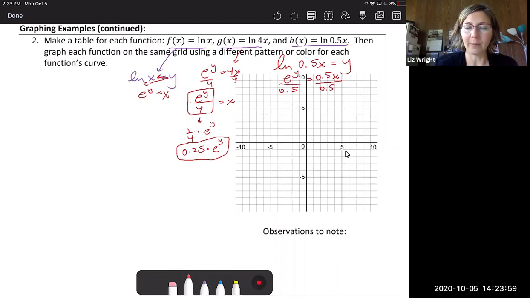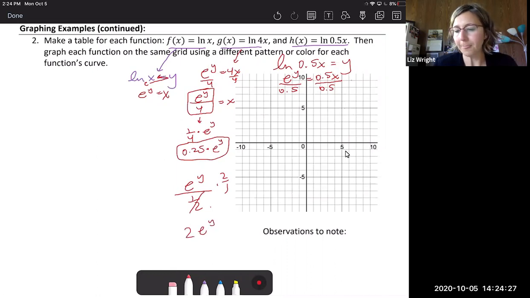And so again, keep in mind what we're doing here. If you actually have e to the y over 1/2, you take what's in the numerator and keep, change, flip. When you divide by a fraction, you end up multiplying by the reciprocal of that second fraction. So it's going to be times 2 over 1, and so we're going to get 2e to the y for that one.